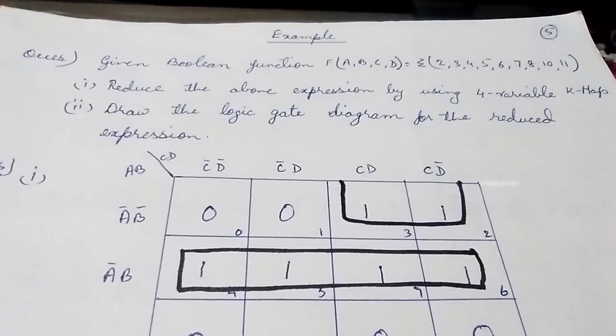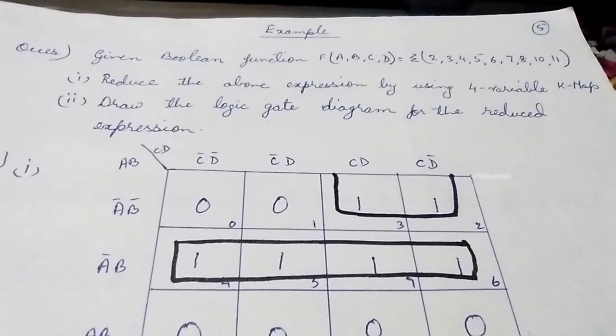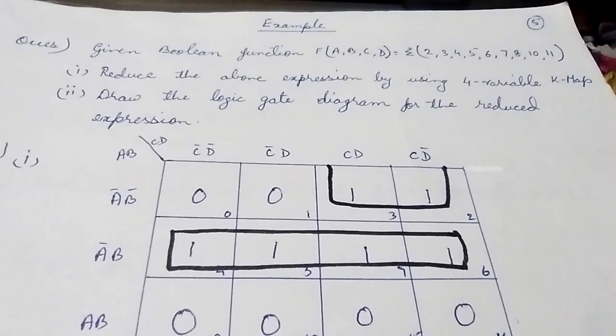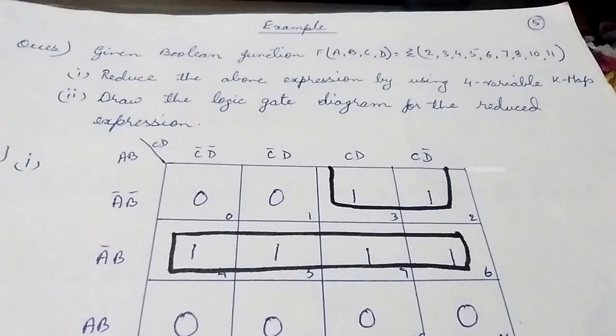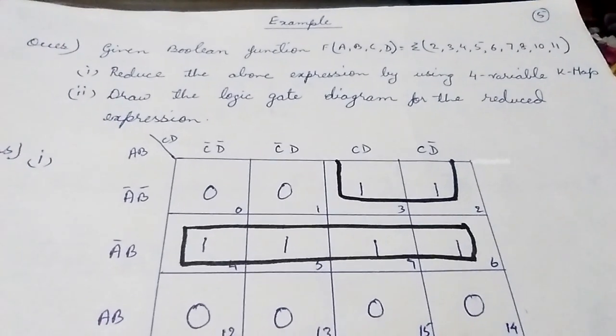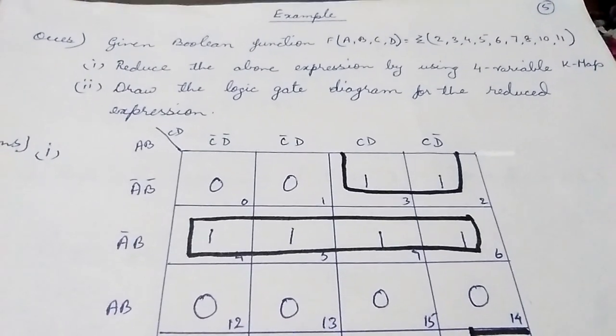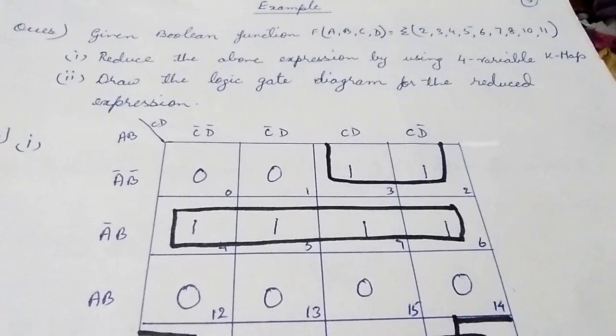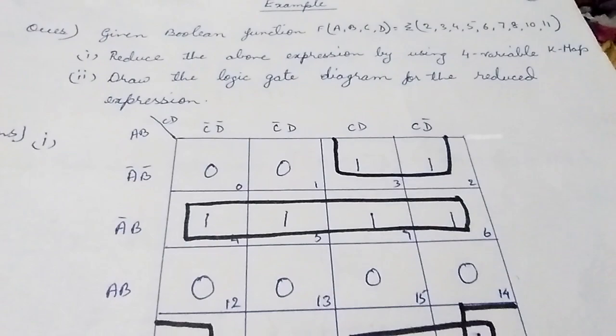Let us see this example where the function F(A, B, C, D) equals summation of 2, 3, 4, 5, 6, 7, 8, 9, 10 and 11. So we have to reduce this expression by using the Karnaugh map, and we have to plot the logic gate diagram of the reduced expression.